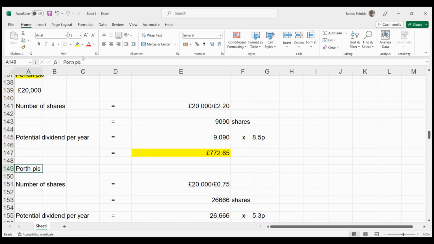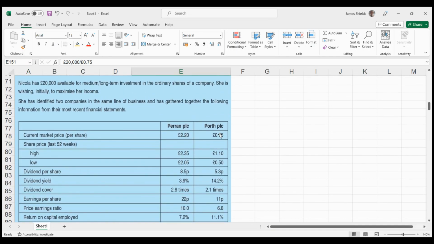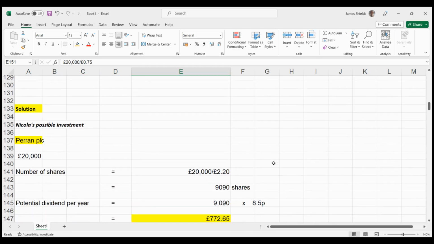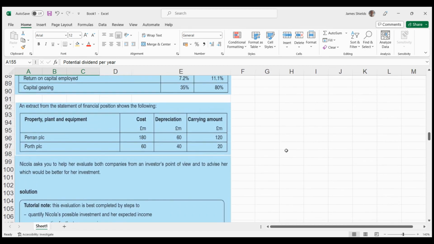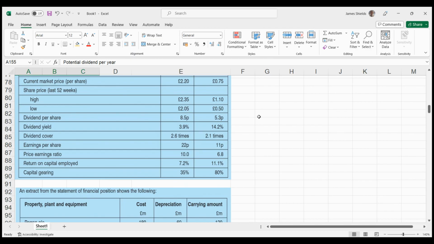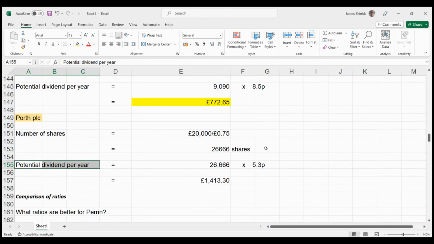Right, Porth plc then. See what we can do at Porth plc. So with the number of shares, she's got £20,000 to invest, and the price of the shares was £0.75 or 75p. So you do the calculation, and she'll end up with 26,666 shares. Now for the potential dividend per year, look at the dividend per share. The dividend per share for Porth plc is 5.3p. Times that by the number of shares, and she'll now get a potential dividend of £1,413.30.